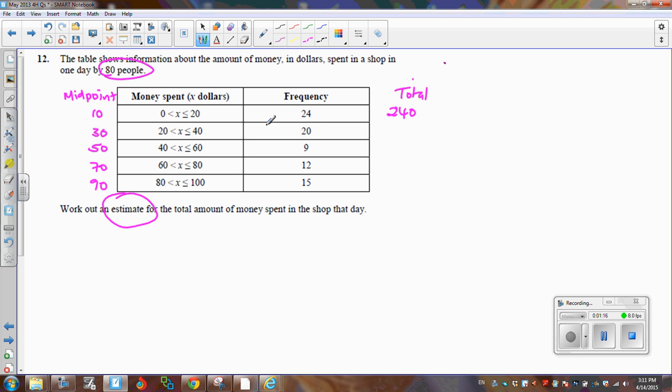So I'm now going to do 20 times 30, well that's going to give me 600. I'm going to do 9 times 50, well that's 450. I'm then going to do 12 times 70, that's 840. And then 15 times 90, well that's 1,350. And if I add all of those together, that will give me the best estimate I can give for the total amount of money spent, which comes out as $3,480.